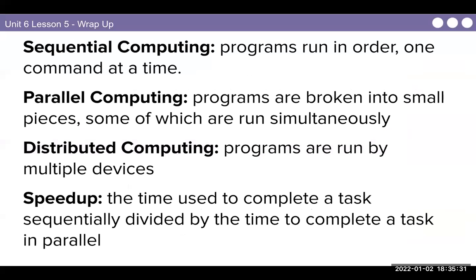All right, sequential computing: programs run in order, one command at a time, okay? Parallel computing: programs are broken into smaller pieces, some of which are run simultaneously, while the other piece is being run too. Distributed computing: programs are run by multiple devices, right? Speed up is the time used to complete a task sequentially divided by the time to complete a task in parallel. It shows you how much faster the task in parallel is.